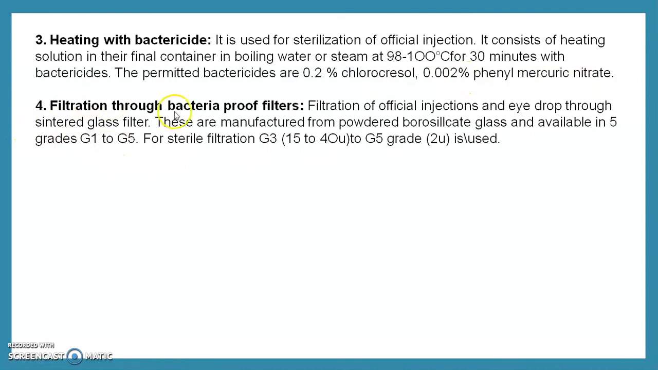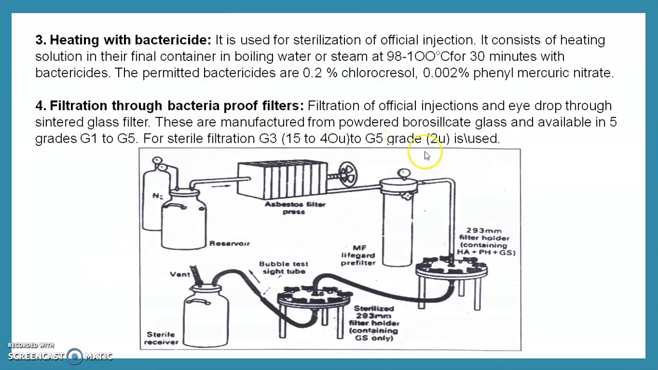Then the next method is filtration through a bacteria-proof filter. Filtration of official injections and eye drops is done through the sintered glass filter. These are manufactured from powdered borosilicate glass and are available in grades G1 to G5. For sterile filtration, G3 to G5 grades are used.